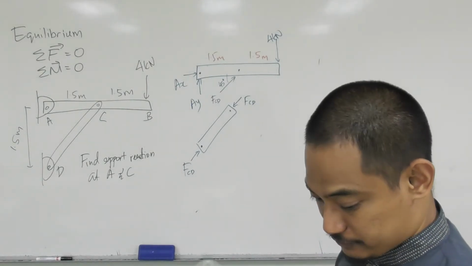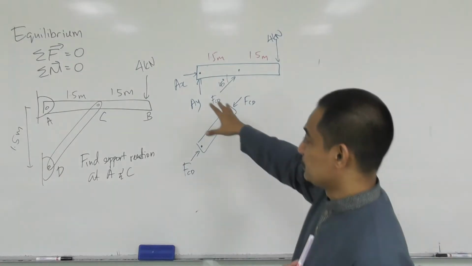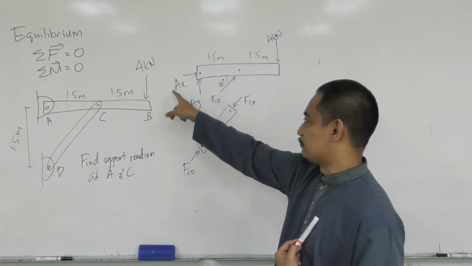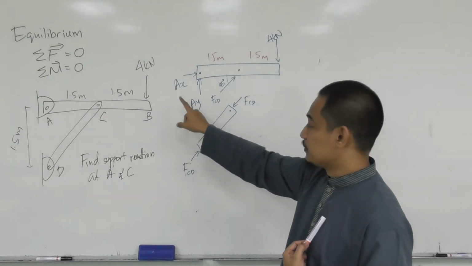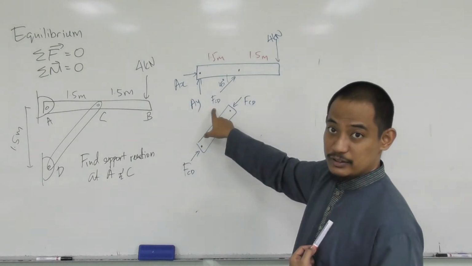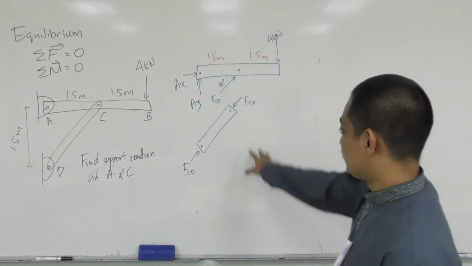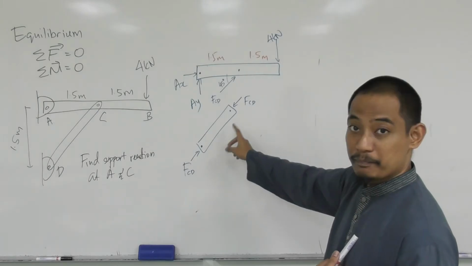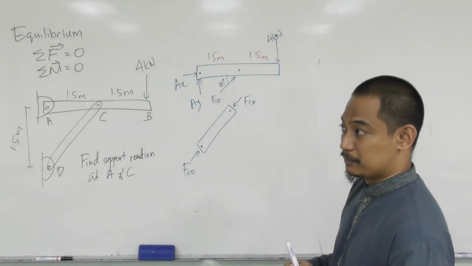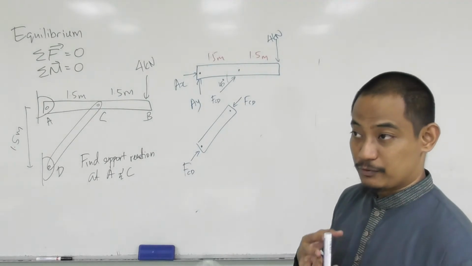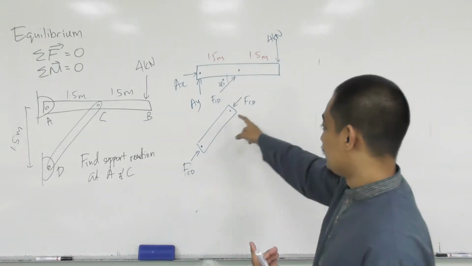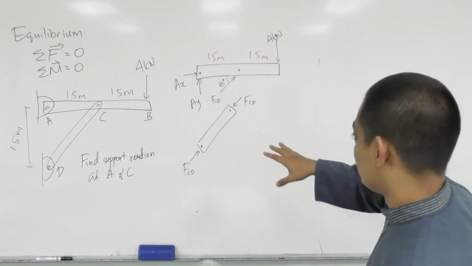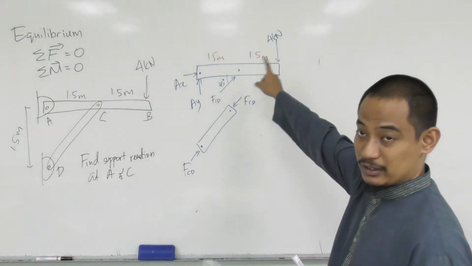So how to solve? Of course, if you go back to the question, find the support reaction at A and C. Meaning that we have to answer what is AX, what is AY, and what is FCD, right? So basically, this diagram is not useful for calculation. I'm just showing this for understanding of the two force member and its implication, right? The calculation will be based on this free body diagram.